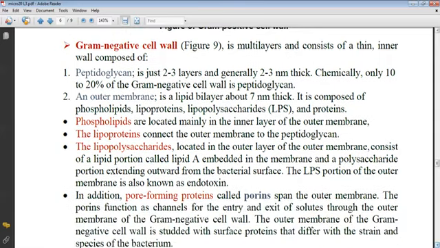And the outer membrane, which is associated with the gram-negative cell wall, is a lipid bilayer about 7 nanometers thick. It's composed of phospholipids, lipoproteins, lipopolysaccharides, and proteins.